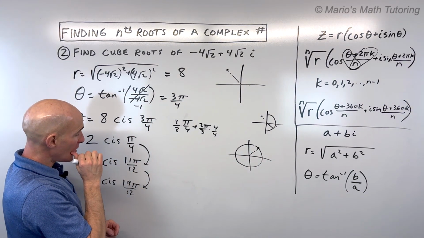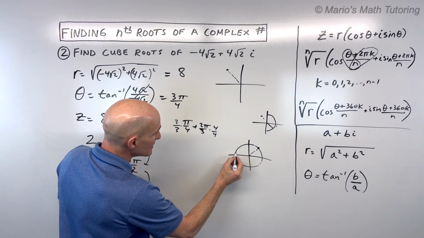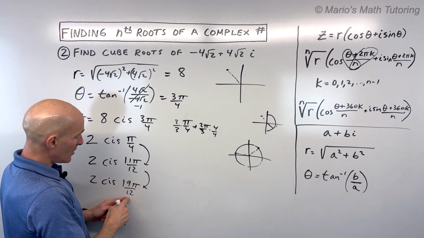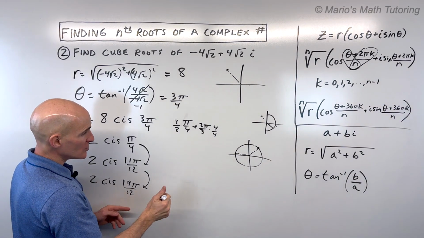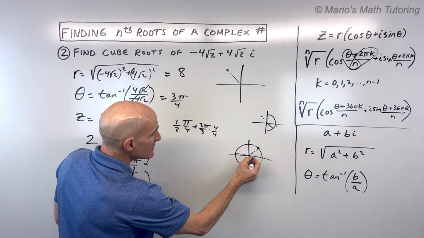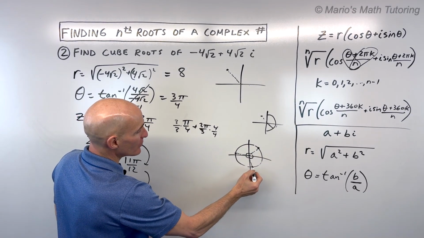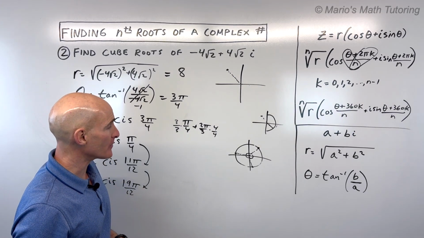And 11 pi over 12, that's just a little bit less than 12 pi over 12, which is pi. So that's going to be somewhere right about here. And then if we graph 19 pi over 12, that's a little bit more than 18 pi over 12, which is 3 pi over 2. So just a little bit past 3 pi over 2, right there. So you can see they're equally spaced apart. They're 2 pi over 3 apart from one another. So it's kind of a neat pattern there.